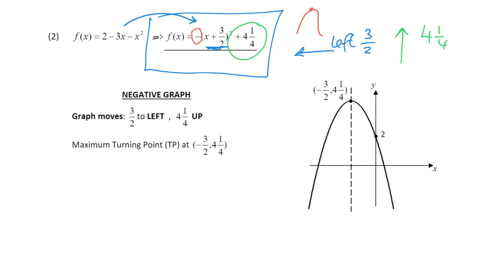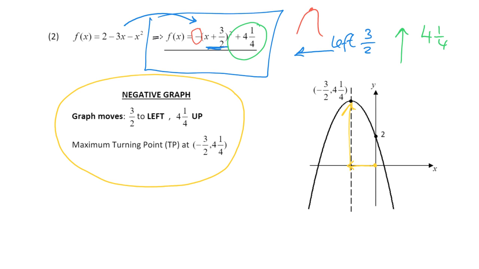And I've summarized that on the left-hand side. It's a negative graph. We've got all our key movements. We've got a maximum turning point. The maximum turning point now is the movement left, negative 3/2, and the positive movement up 4 1/4. So as you can see, from the origin, this graph has moved left and up.